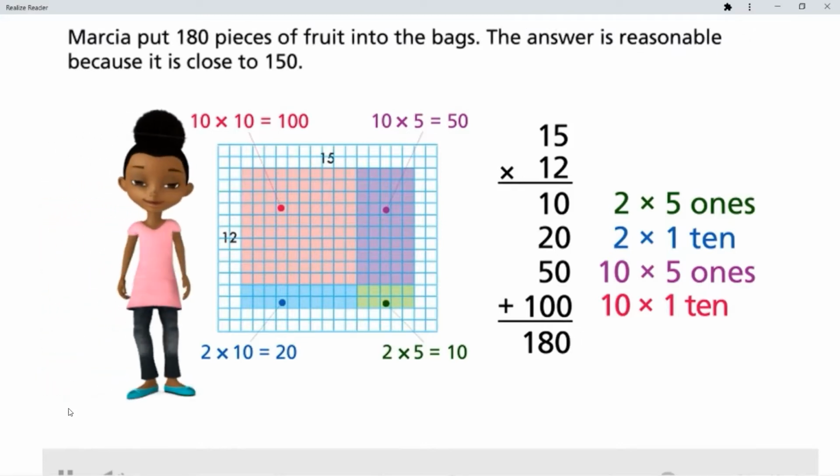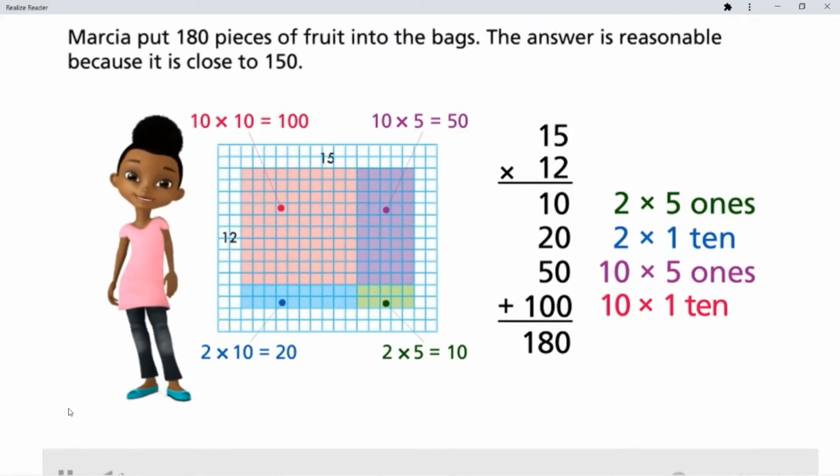Marcia put 180 pieces of fruit into the bags. The answer is reasonable because it is close to 150.